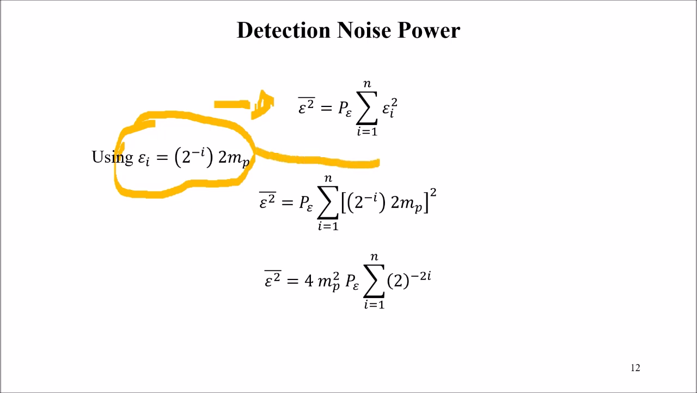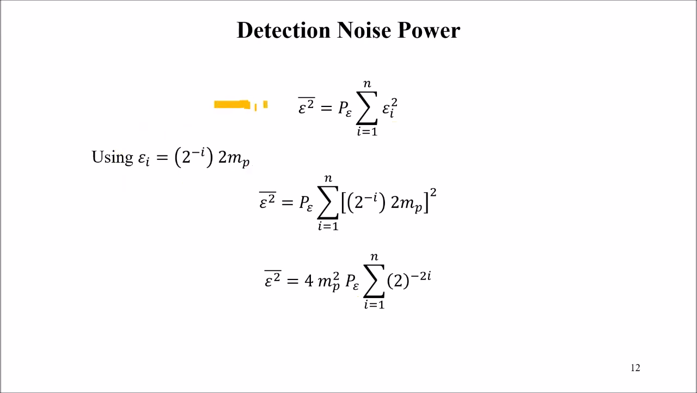Now we can plug that in for this term here in the summation. So we get the detection noise power is the probability of a bit error times the summation. And now I have 2 to the minus I times 2mp squared. When you square this, 2 squared is a 4. That can come out in front of the summation. mp squared can come out in front of the summation. Probability of a bit error is in front of the summation. And now we have the summation I equals 1 to n for each one of the bits, 2 to the power of minus 2 times I after we do the squaring operation.